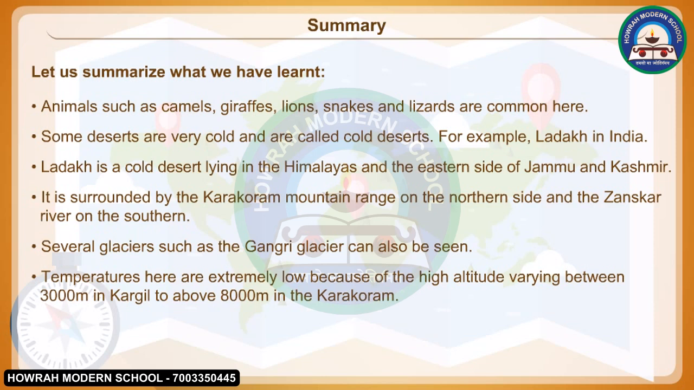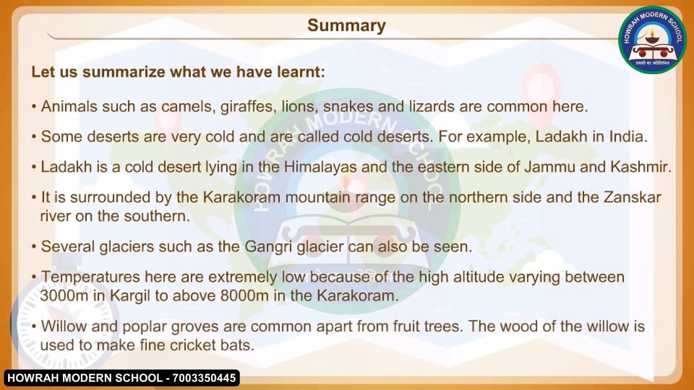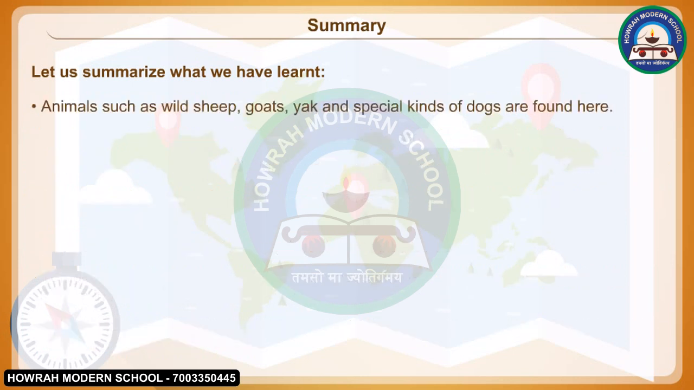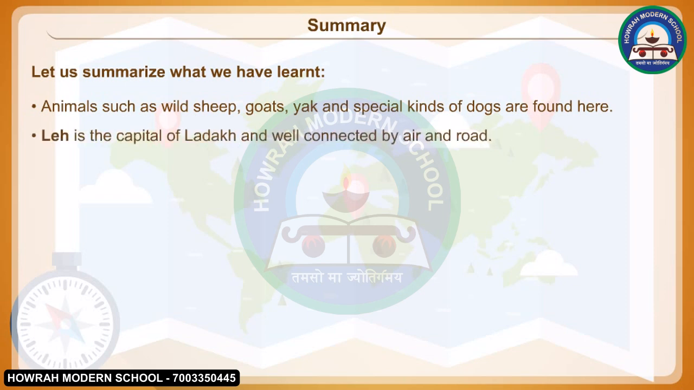Temperatures here are extremely low because of the high altitude, varying between 3,000 meter in Kargil to above 8,000 meter in the Karakoram. Willow and poplar groves are common apart from fruit trees. The wood of the willow is used to make fine cricket bats. Animals such as wild sheep, goats, yak and special kinds of dogs are found here. Leh is the capital of Ladakh and well connected by air and road.